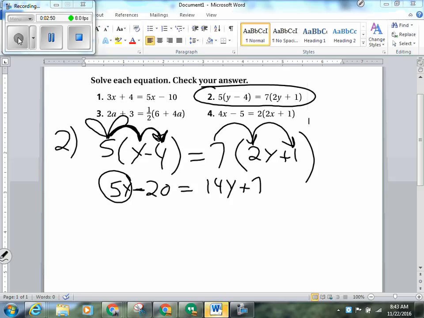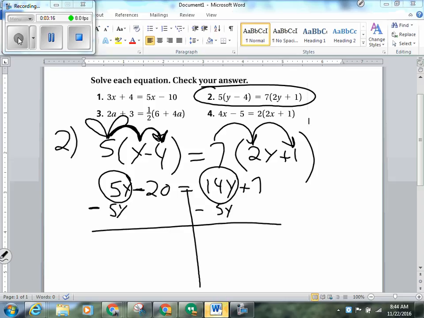Number with the letter, and our wall, which is just like a mirror. Whatever we do to one side, we have to do to the other side. Remembering what our rule is, moving the smaller one. 5 is smaller than 14, so that's a positive 5 there. So I'm actually going to have to minus 5y to both sides. Notice that I'm putting it underneath the number and the letter. These are opposite, so they cancel. I'm left with negative 20 equals 14 minus 5, which is 9y plus 7.